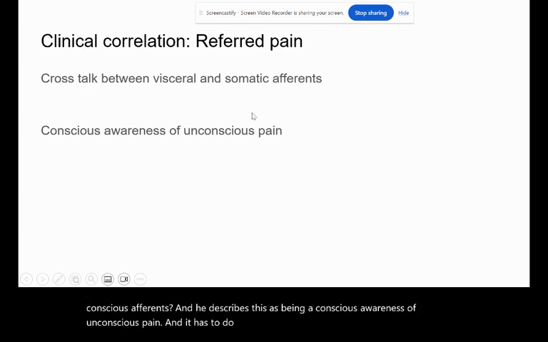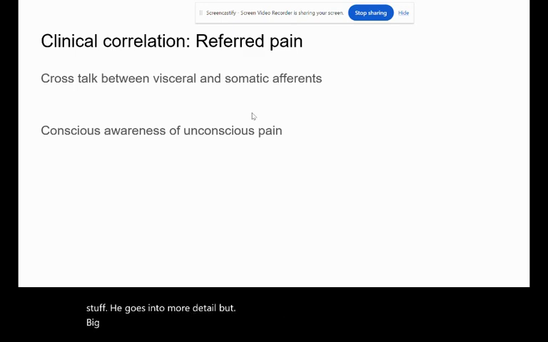And it has to do with their locations, with the dermatome and all that stuff. He goes into more detail, but big picture, you need to know that referred pain is because of this crosstalk between this unconscious visceral and the conscious somatic afferent signals. Okay, I hope this made sense.